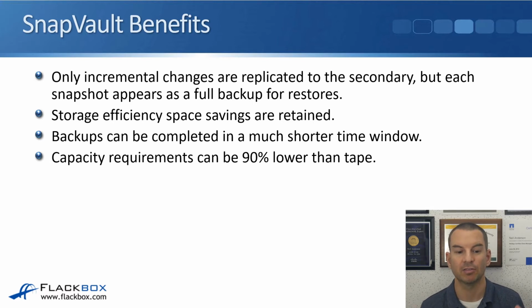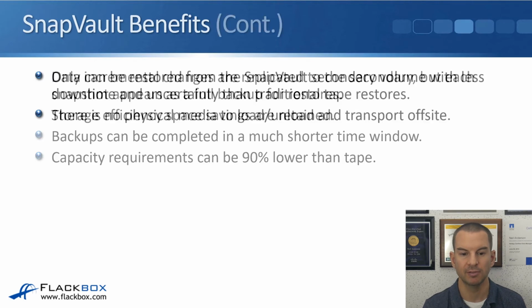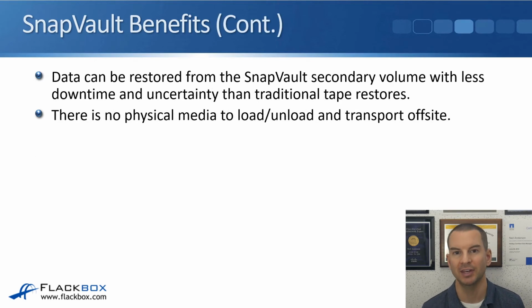So because of this, backups can be completed in a much shorter time window, and the capacity requirements can be 90% lower than using tape. So it's all good, it's much more efficient, and things are just much easier from the storage administrator's perspective as well. Data can be restored from SnapVault secondary volume with less downtime and uncertainty than traditional tape restores.